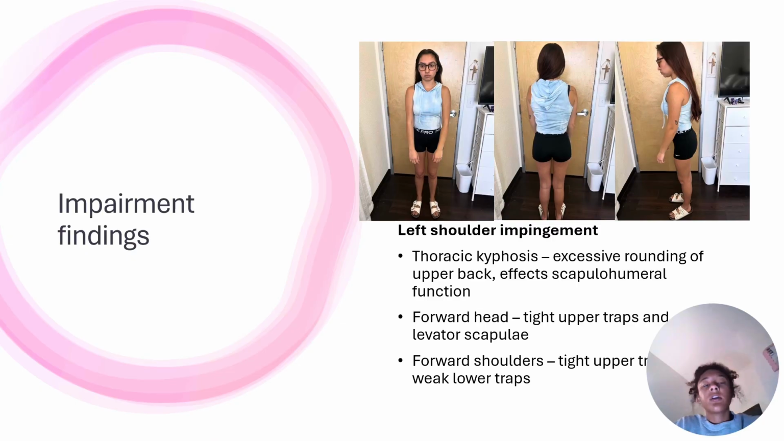As you can see from our postural assessment, we looked at her laterally, anteriorly, and posteriorly. What we were looking for, which was found, was thoracic kyphosis, which is basically an excessive rounding of the back, and this affects scapulohumeral function, so it affects the joint mostly. And then we do see a forward head lean. This is caused by tight upper traps as well as a tight levator scapula. And then we see forward shoulders, which are caused by weak lower traps and tight upper traps. So basically we can see that the upper traps are compensating for a lot right now when it comes to the shoulder impingement.